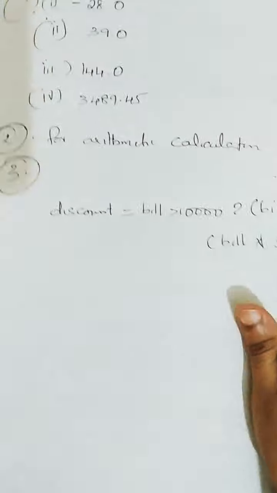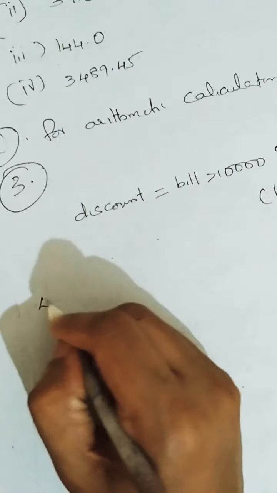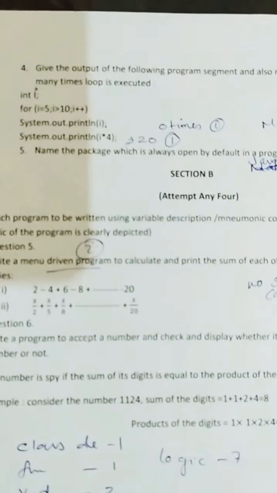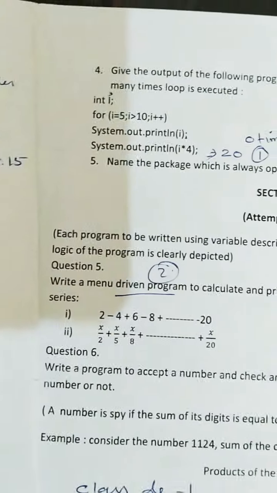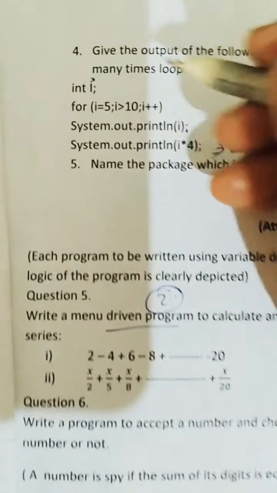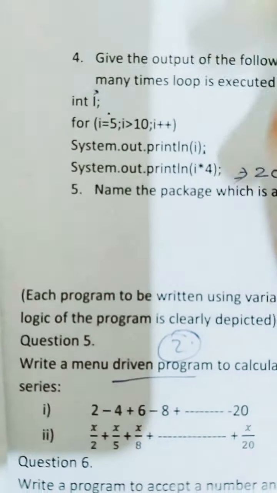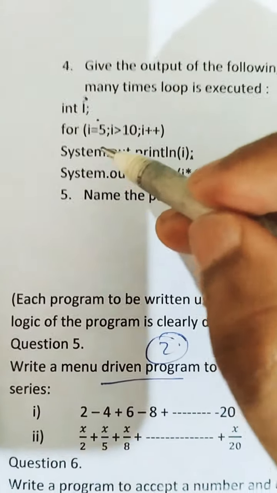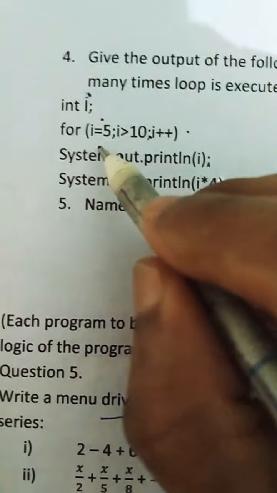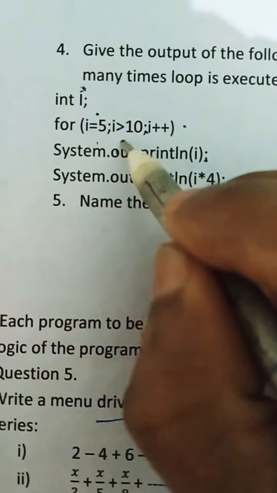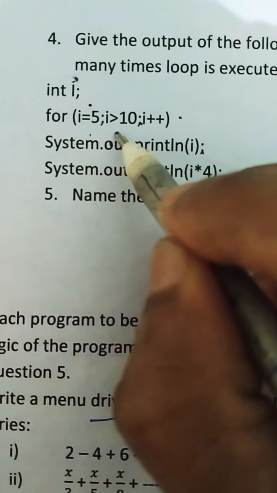Fine. Next, the fourth question. Give the output of the following segment, and also mention how many times the loop is executed. So you have to find out the output, and mention how many times the loop is executed. Int i, they have written for i is equal to 5, i greater than 10, i plus plus. So we will take i is equal to 5. First time it will check the condition, 5 greater than 10.